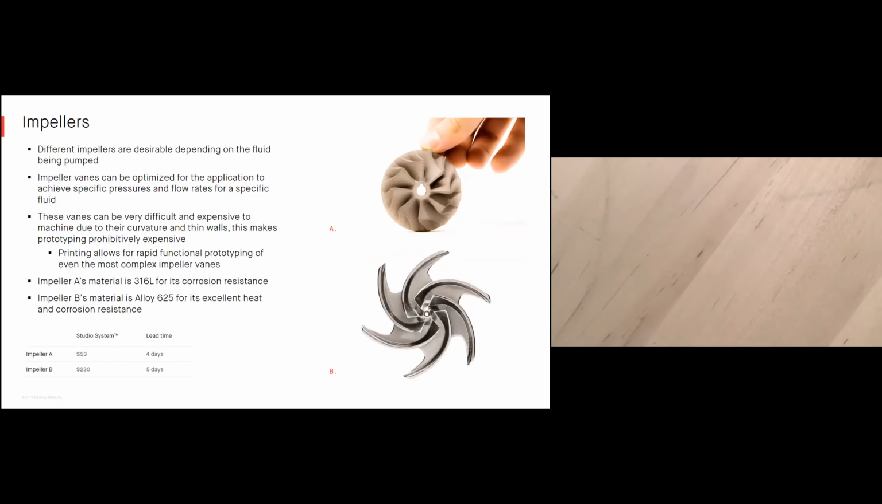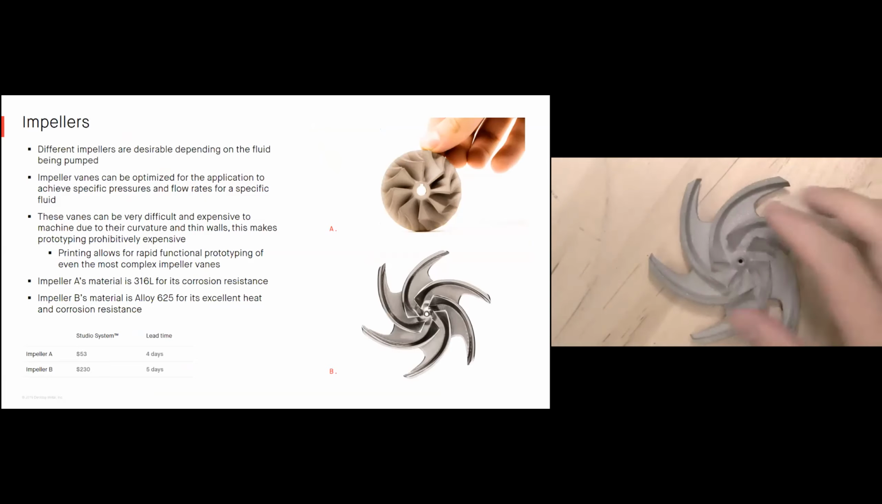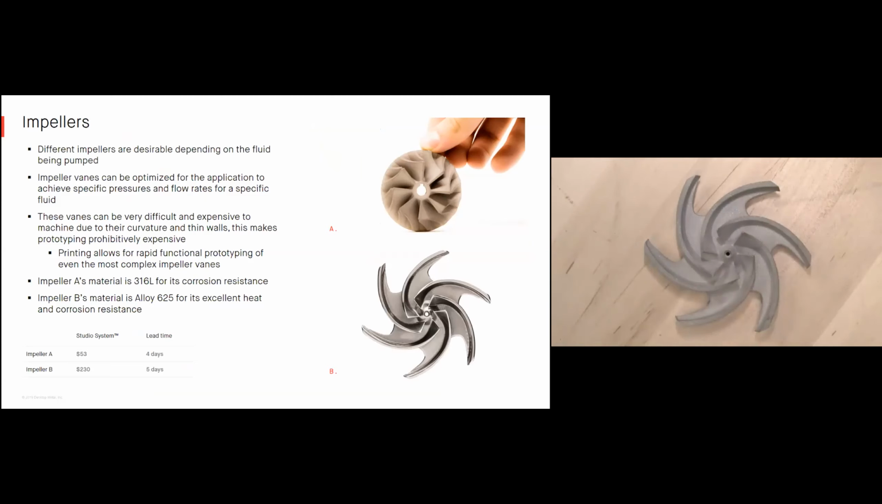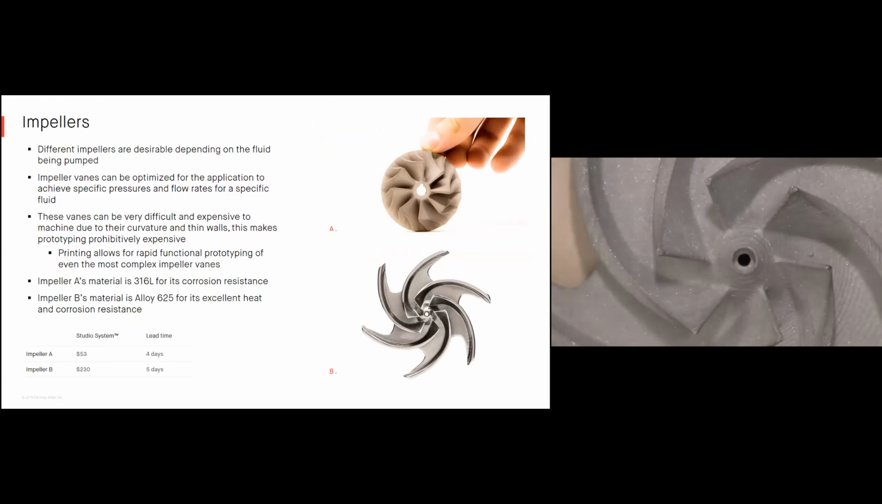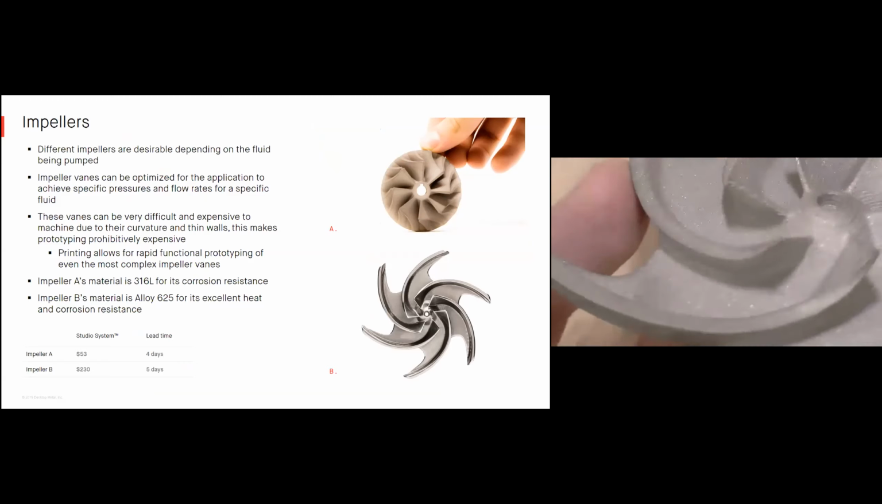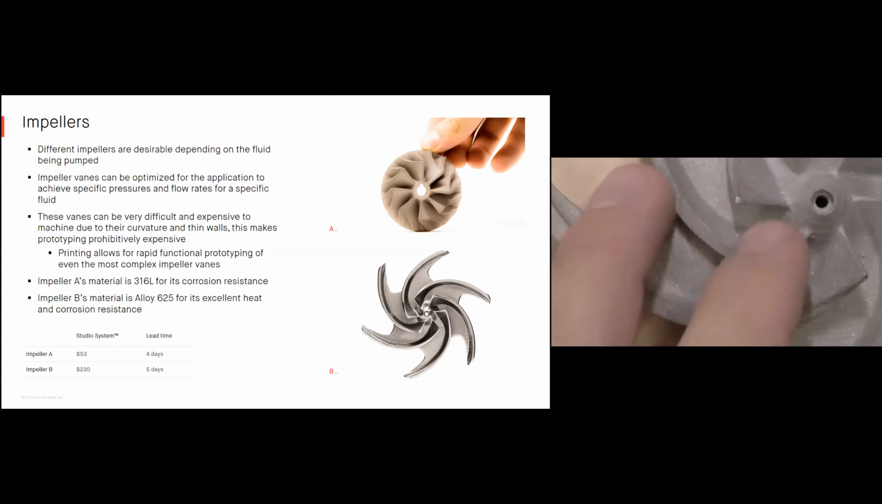Impellers, impellers are always the cool geometry. They kind of look like ninja stars to me. But depending on the pumping scenario and the fluids that are being pumped, it's desirable to have a few different impellers, and you want to optimize these vanes to ensure that you're getting optimized head pressures and flow rates for your pumping scenario. These vanes, of course, can be very difficult and very expensive to machine. They're quite thin, they're quite organically shaped, making them quite expensive and quite complicated to machine.